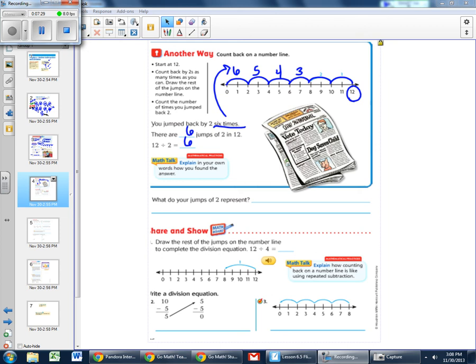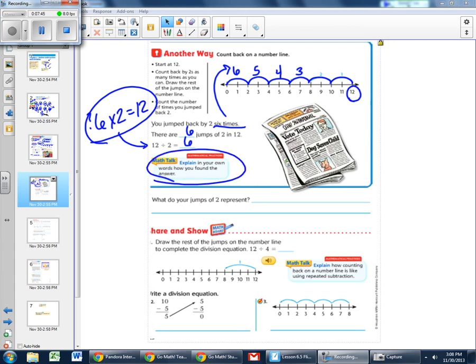Use this to check it now. Is 6 times 2 equal to 12? If you believe it is and you can prove that it is, then your answer is right. Okay. Next one, explain in your own words how you found the answer. So what did you do in order to get that answer? What do your jumps of 2 represent in that problem? Okay, so each jump represents 2 newspapers.